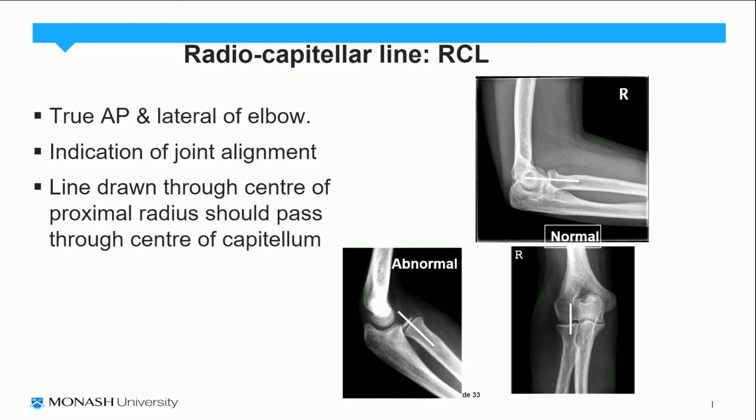The radiocapitellar line can be drawn on both an AP and a lateral view, and it's an indication of joint alignment. So you draw a line through the center of the proximal radius, and it should pass through the center of the capitellum. So on the image on the right at the top, you can see that's a normal one. However, on the image on the left bottom, you can see that if you draw a line, the radiocapitellar line, it does not intercept the capitellum. The image on the left, the AP view, shows normal articulation.